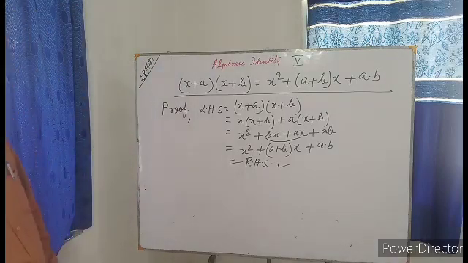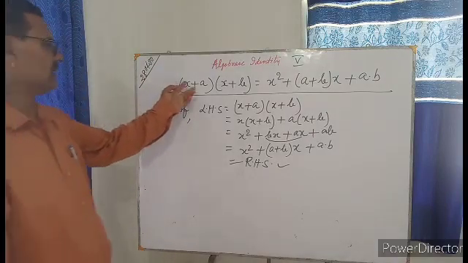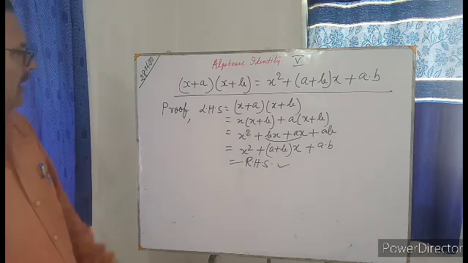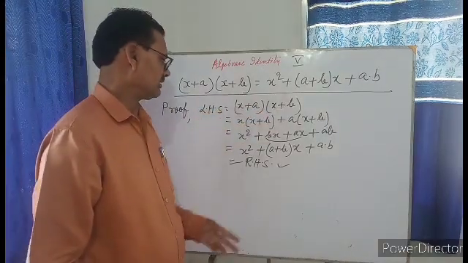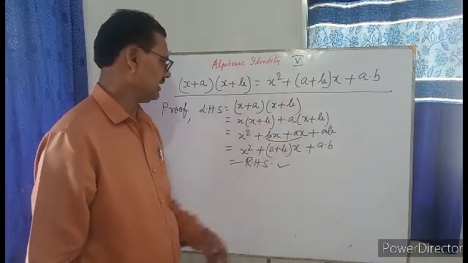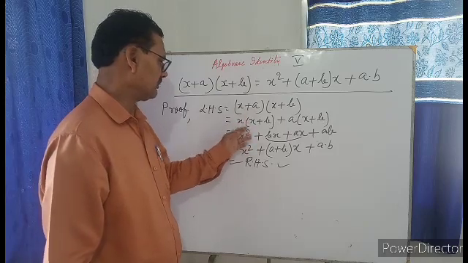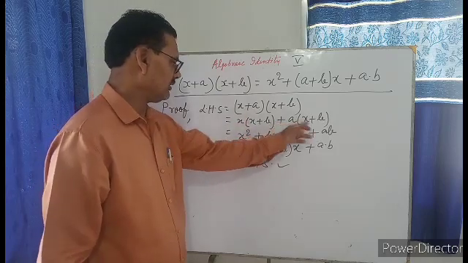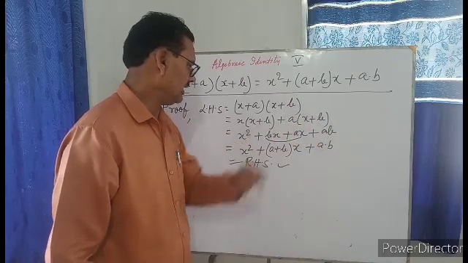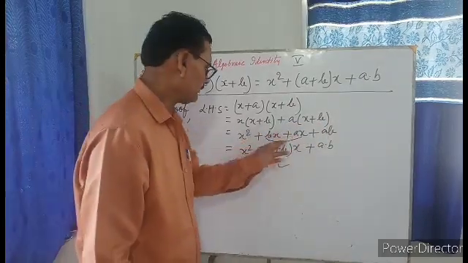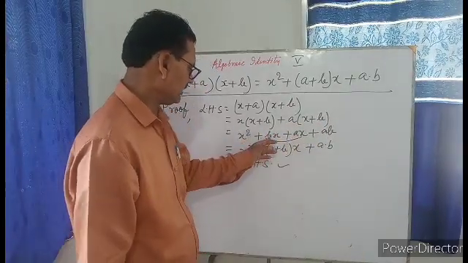So the proof is very simple. LHS is equal to x plus A into x plus B. We have multiplied x with x plus B, and then A into x plus B. We are having x into x is x square plus Bx. Now A into x, Ax, plus A into B, AB. We have taken x common from both the terms, and so we are having A plus B.